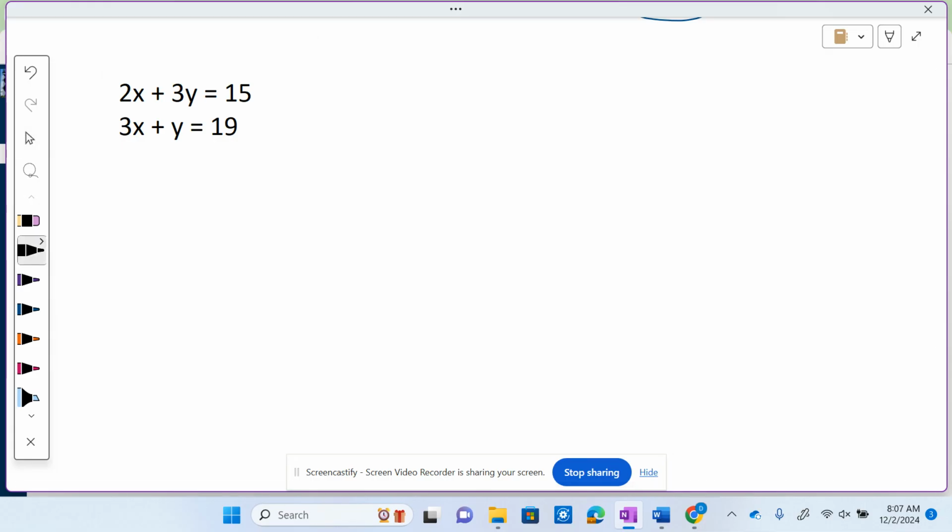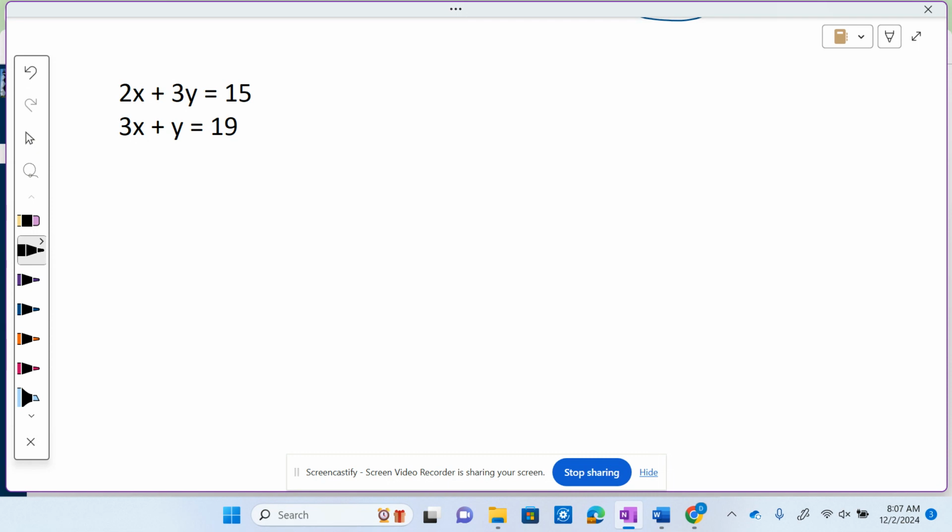So which variable is going to be the easiest to get isolated? Which variable is going to be the easiest to get by itself? Which one has a coefficient of 1? What do you think, Owen? The second equation. What variable are you going to get by itself? The y. Yeah, when you look at this, you want to look at the second equation for sure, but y has a coefficient of 1. So in this example, we're going to solve for y.